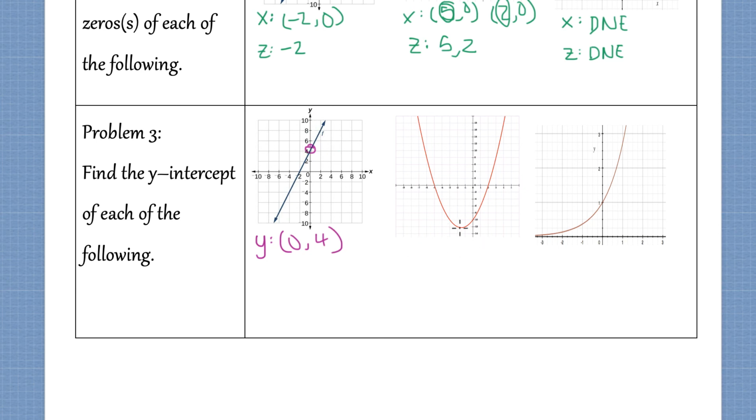The next one, the y-intercept, is right here. Our y-intercept is going to be the point 0, -10. That's our y-intercept for this one. Our last one, the function crosses the y-axis at that point over there, and that's at 1. So our coordinate point is going to be 0, 1. And that's the y-intercept for that one.